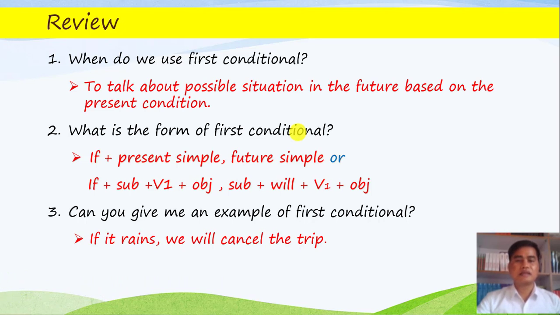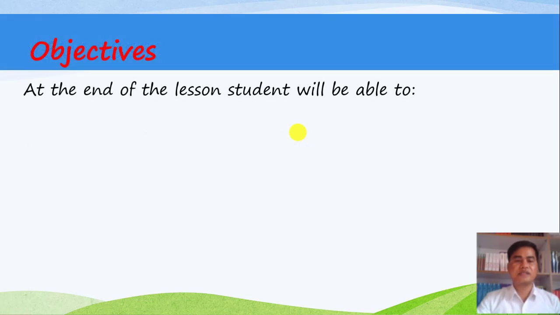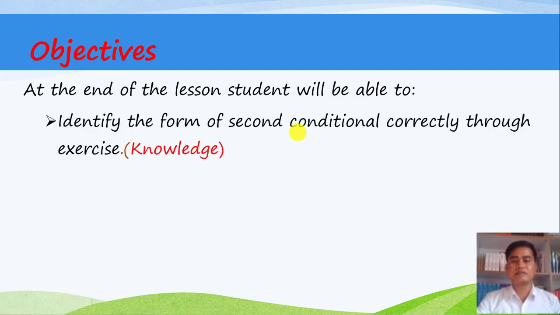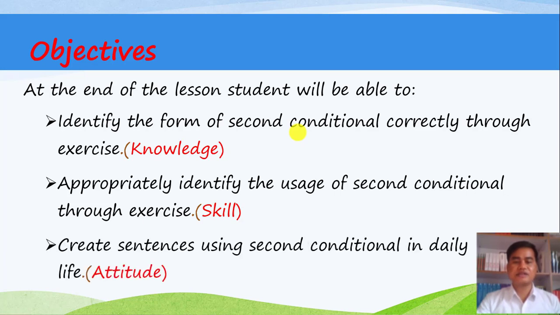Alright, so now let's start the new lesson today. The new lesson today is about second conditional sentences. Do you know how to use conditional sentences? In this lesson, I have 3 objectives. At the end of the lesson, students will be able to: 1. Identify the form of second conditional correctly through exercises. 2. Appropriately identify the usage of second conditional through exercises. And the last one, create sentences using second conditional in daily life.